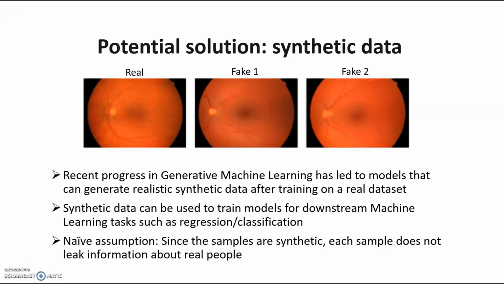The idea with synthetic data is that the synthetic datasets can be used to train models for downstream machine learning tasks such as regression, classification, etc. And the naive assumption that people had when this practice became common was that since samples are synthetic, each sample does not leak information about real people. However, this is an incorrect assumption, and I'll explain how.